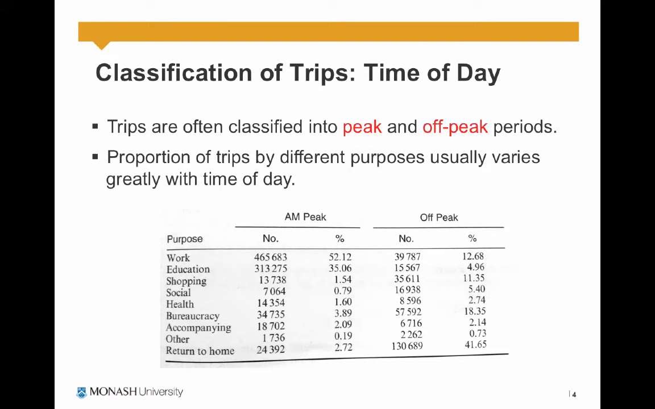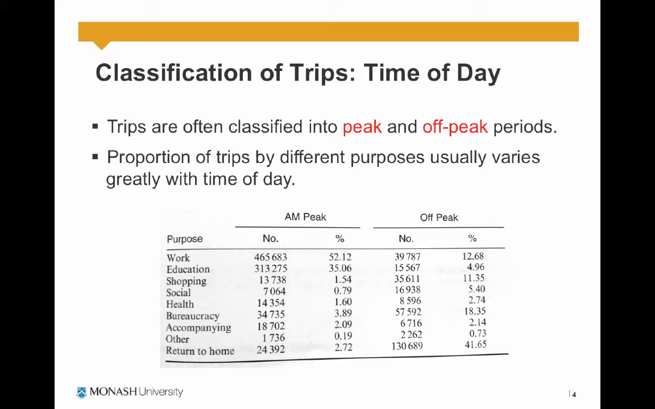Trips can be further classified by time of day. We can classify them into peak and off-peak periods, and the proportion of the trips by different purposes varies greatly with time of day. So here is a real example of the percentage of the number of trips for different purposes and at different times of day: AM peak, morning peak, and off-peak.